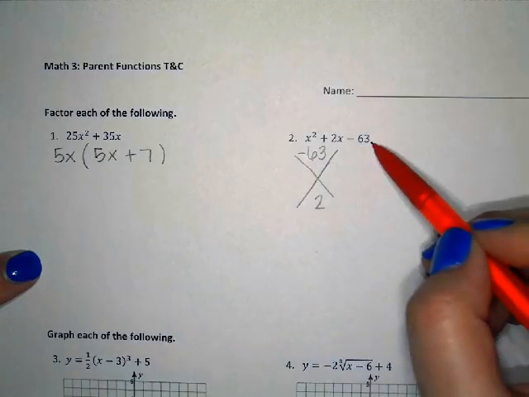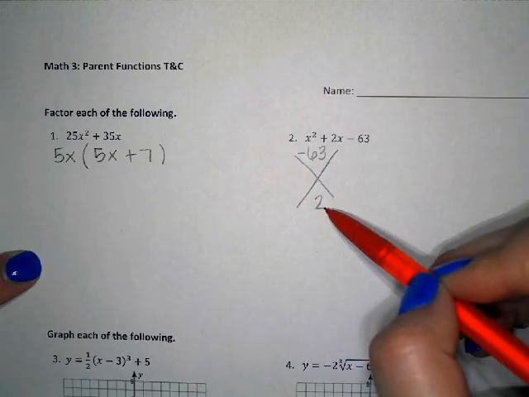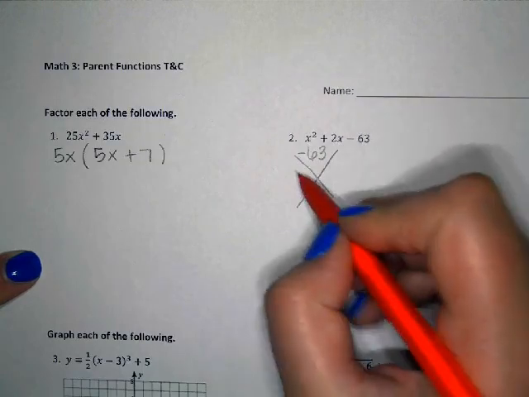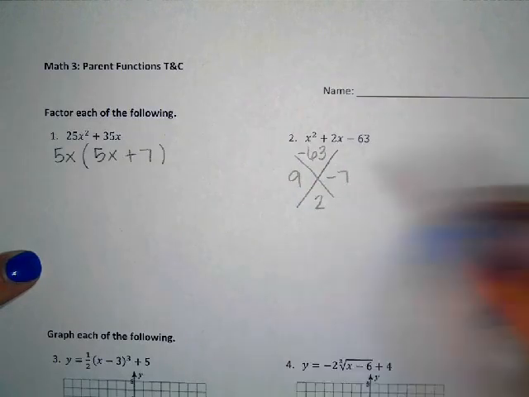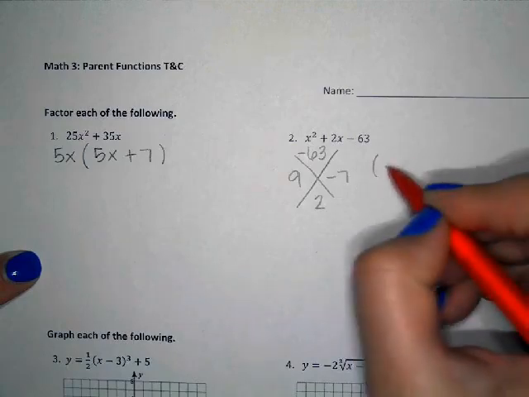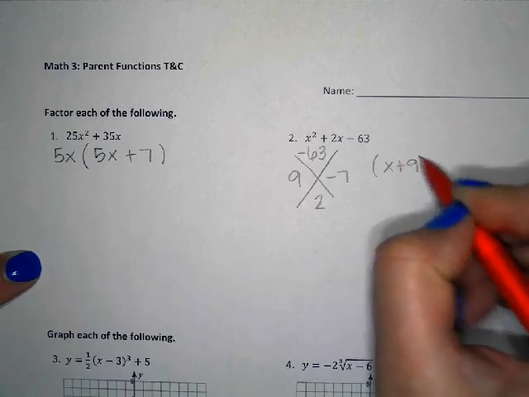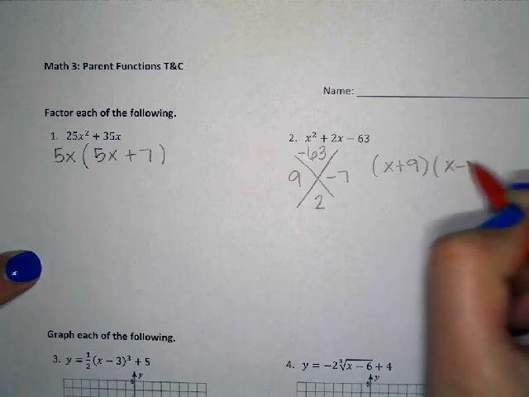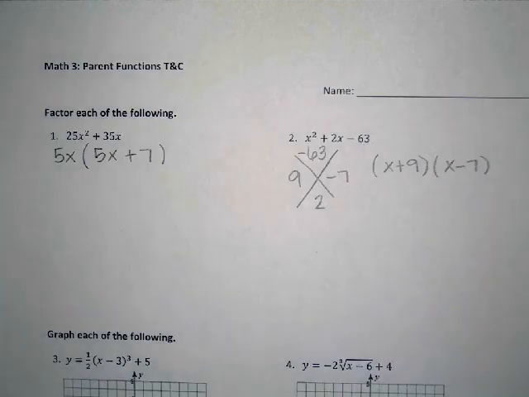Okay, so we're multiplying to negative 63, and we're adding to 2, and our numbers are 9 and negative 7, or negative 7 and 9, it doesn't matter. X plus 9, x minus 7, okay.